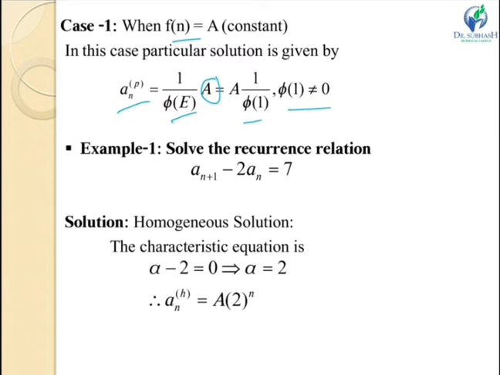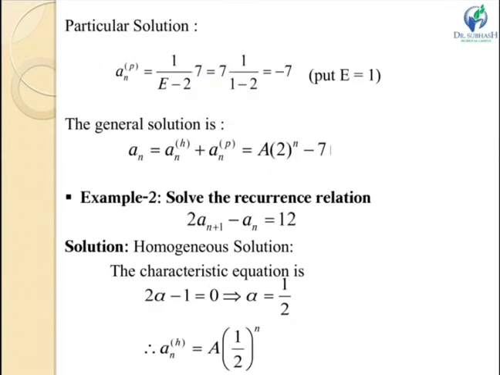Now let us take one example. Solve the recurrence relation a_(n+1) minus 2 a_n equal to 7. First we will find the homogeneous solution. Here you can see the order of the equation is 1. So the characteristic equation can be written as alpha minus 2 equal to 0, so alpha equal to 2. So a_n^H can be written as A into 2 raised to n. We have learned already in our previous lectures how to find the homogeneous solution.